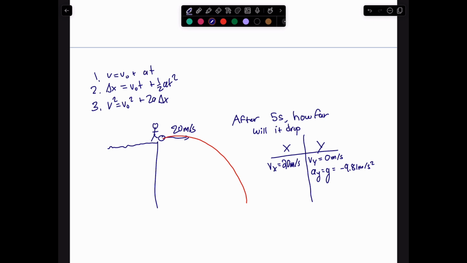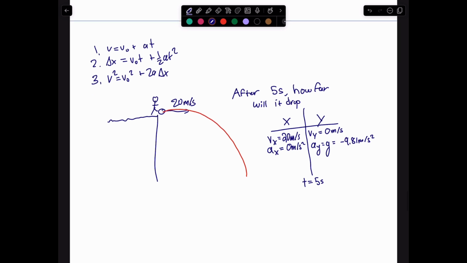And we know that because g is the gravitational constant and is the only thing acting on the ball vertically. Acceleration in the x direction is going to be 0 because, like I said earlier, we're ignoring drag and air resistance. Those don't exist in physics 1. So there's nothing acting on the ball horizontally. We also know time equals 5 seconds, and that applies to both x and y, so I'll put it in the middle.